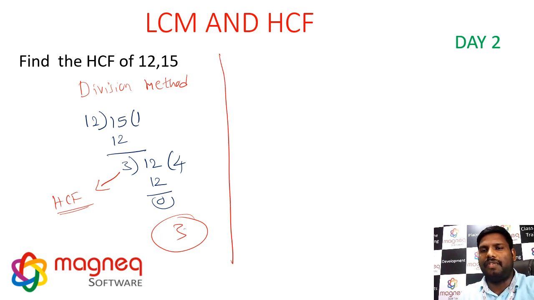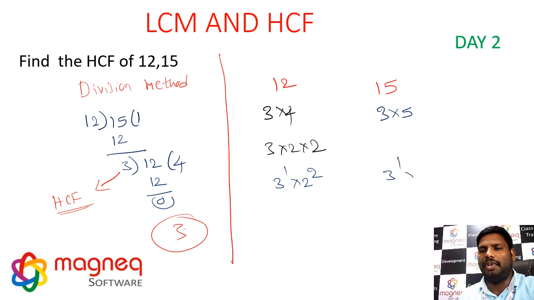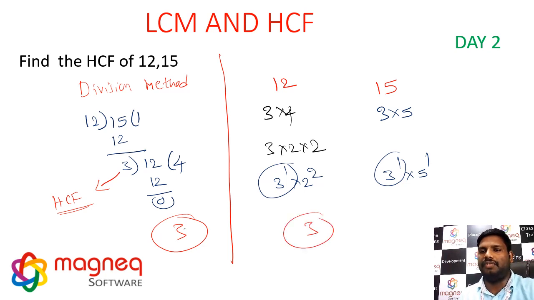Second one, by using the prime factorization method. So 12 we can take as 3 into 4, 3 into 2 into 2, and next 15, we can write 3 into 5. So 3 power 1 into 2 square and 3 power 1 into 5 power 1. In both, 3 power 1 is the common. So 3 is the HCF of 12 and 15.